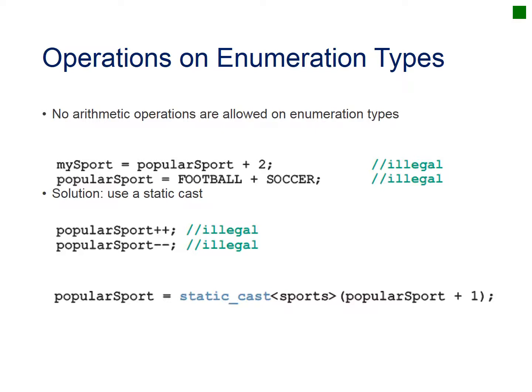Operations on enumeration types. No arithmetic operations are allowed on enumeration types. For example, popular sport plus 2 assigned to my sport, that is illegal. You cannot do that. Or football plus soccer assigned to popular sport. That again is illegal. Also, incrementing or decrementing variables is illegal as well. A solution to this is to use a static cast.